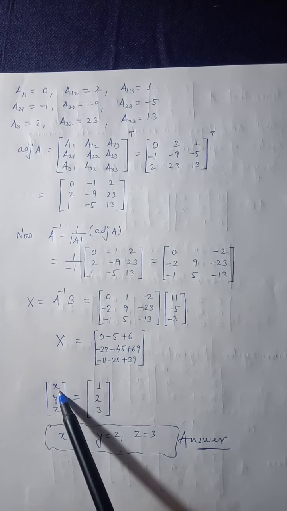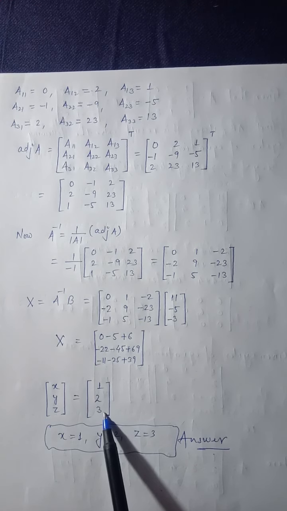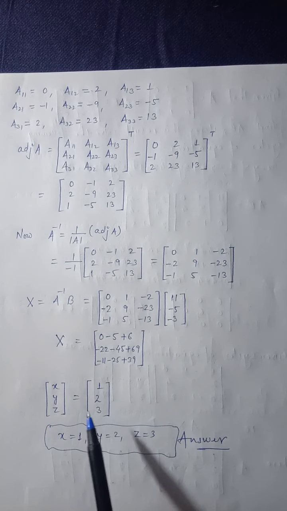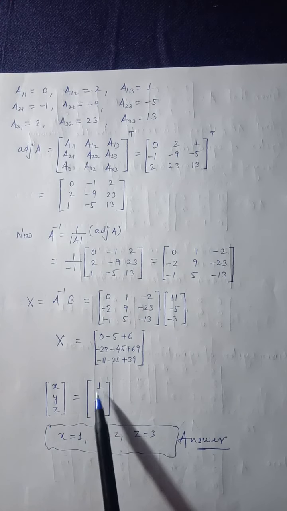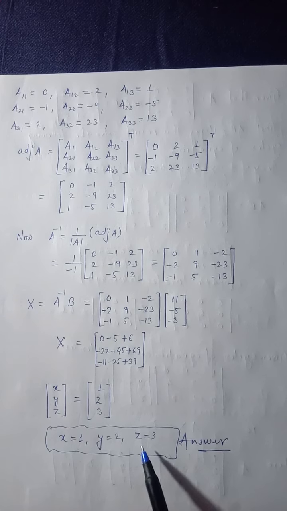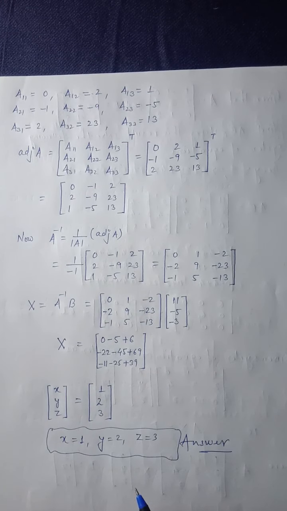But this is equal to X, and X is x, y, z. So here the two matrices are equal, so corresponding elements are equal. Therefore x is 1, y is 2, and z is 3. Okay.